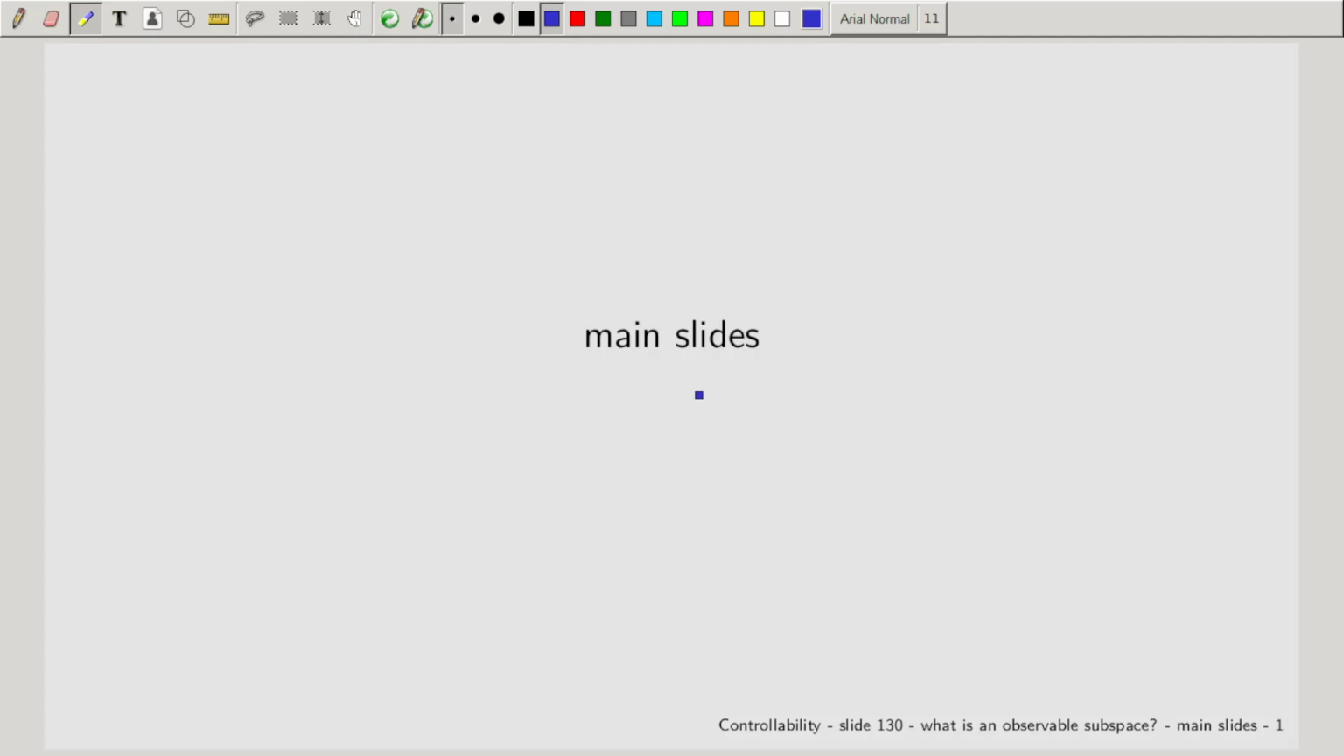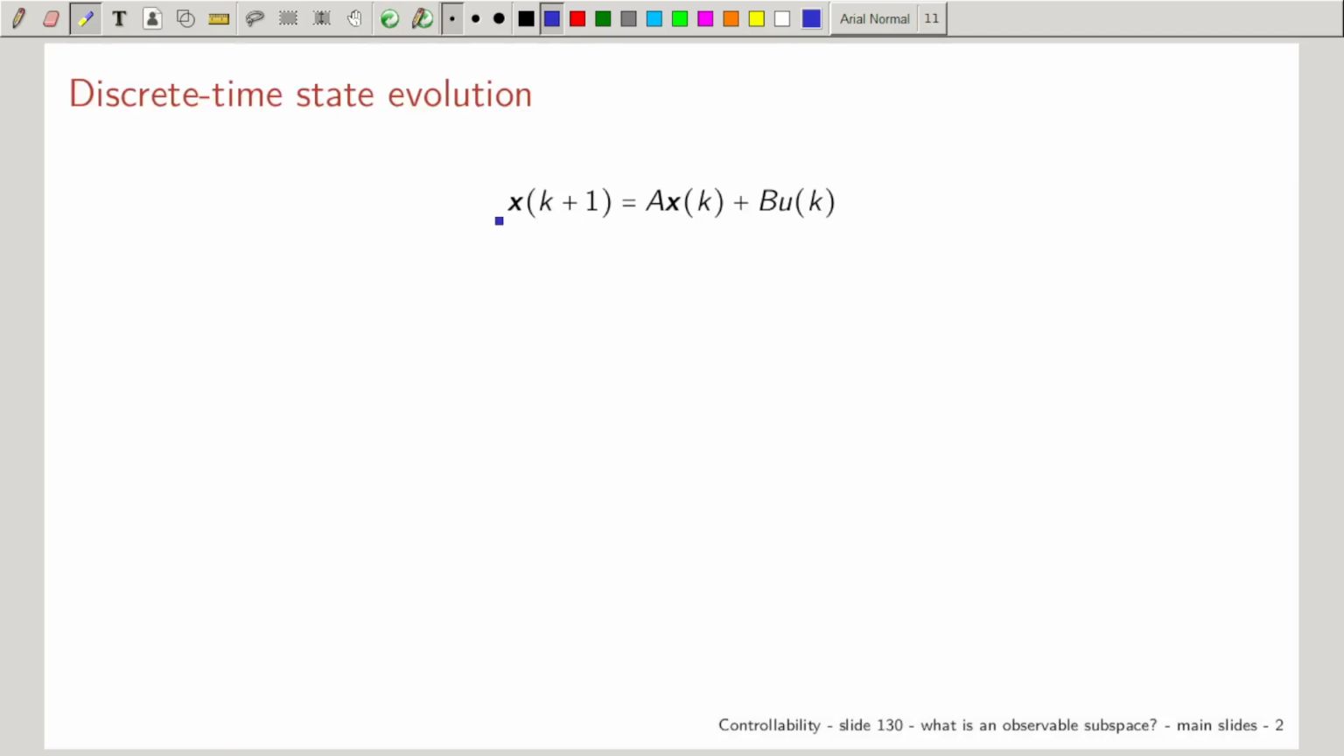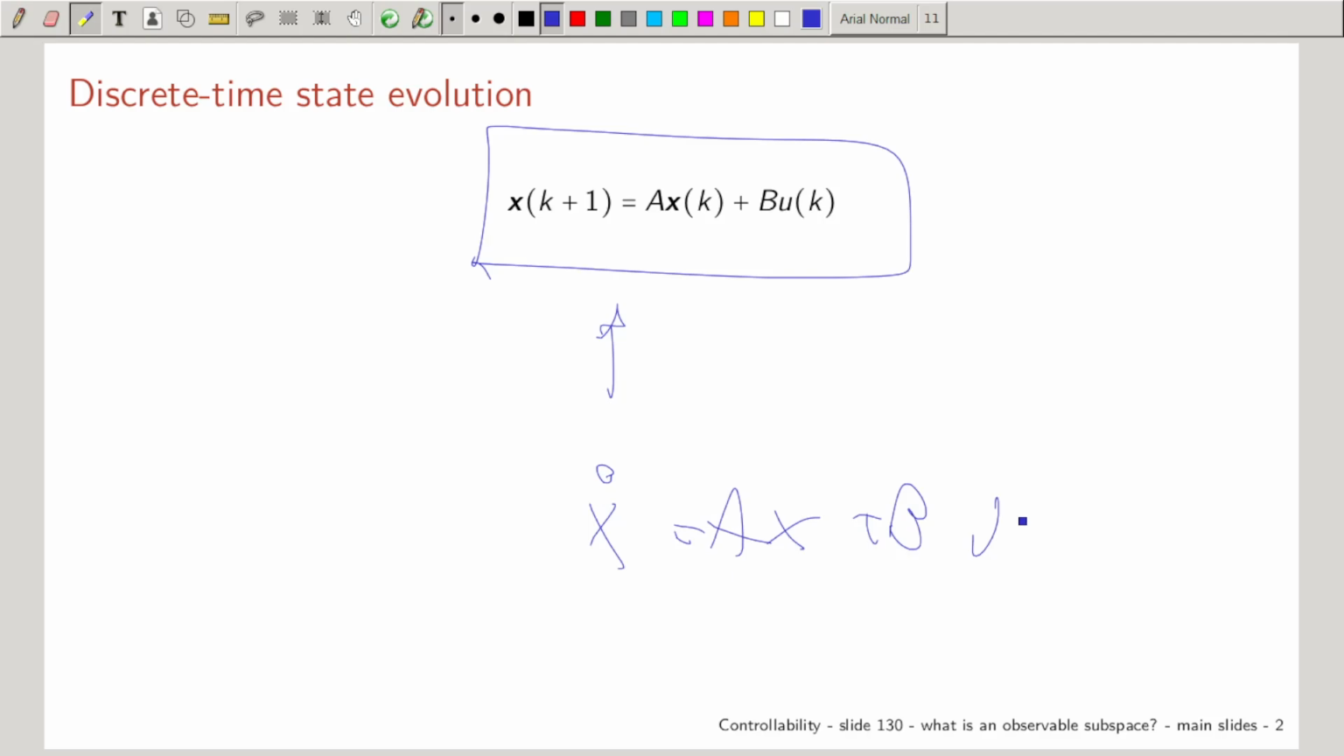People that did linear systems might recognize some parts. Let's try to read together. Still discrete time state evolution, because continuous time eventually is going to be the same through Cayley-Hamilton, okay? Even if we don't see it. So the considerations that we do now are for this, but they are valuable also for x dot equals ax plus bu, okay?